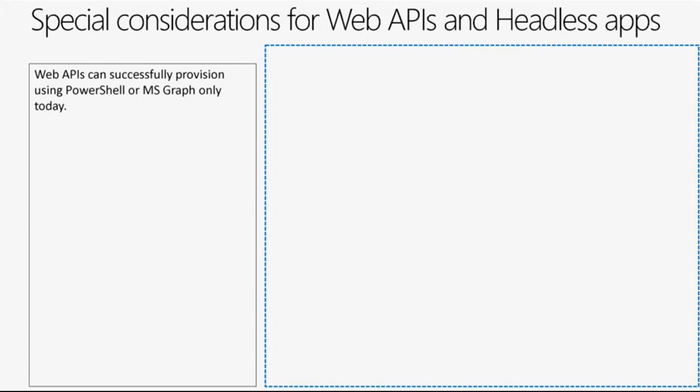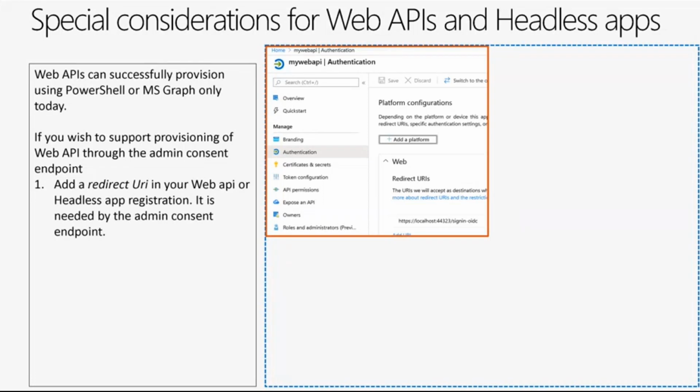can only be provisioned by default using PowerShell, or it uses a Microsoft Graph command behind the scenes. The reason is that the admin consent endpoint requires a user to sign in and thus requires a web page to actually handle a successful or a failure response of that operation. So if you want to enable your web API or your headless application to be provisioned by the admin consent endpoint, then you would have to add a redirect URI first.